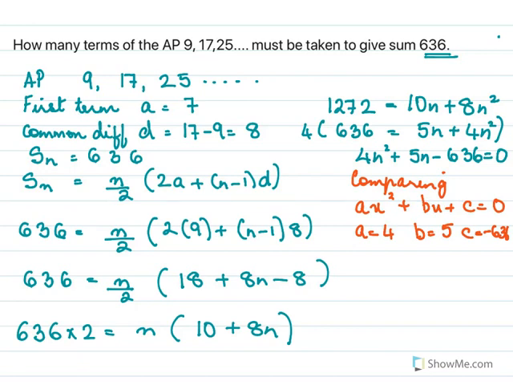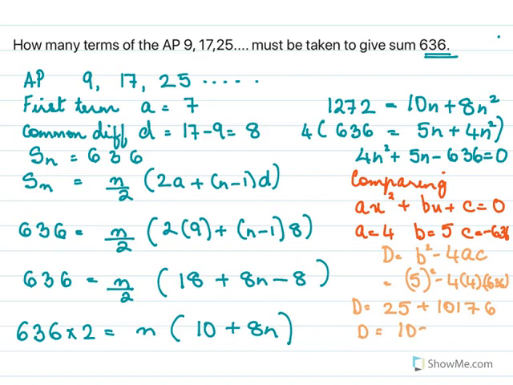First we'll find the D. We know D is b square minus 4ac. So that is 5 square minus 4 a and c. We put minus here. So on solving this, we will get D equal to 25 plus 10176, and so the D becomes 10201.